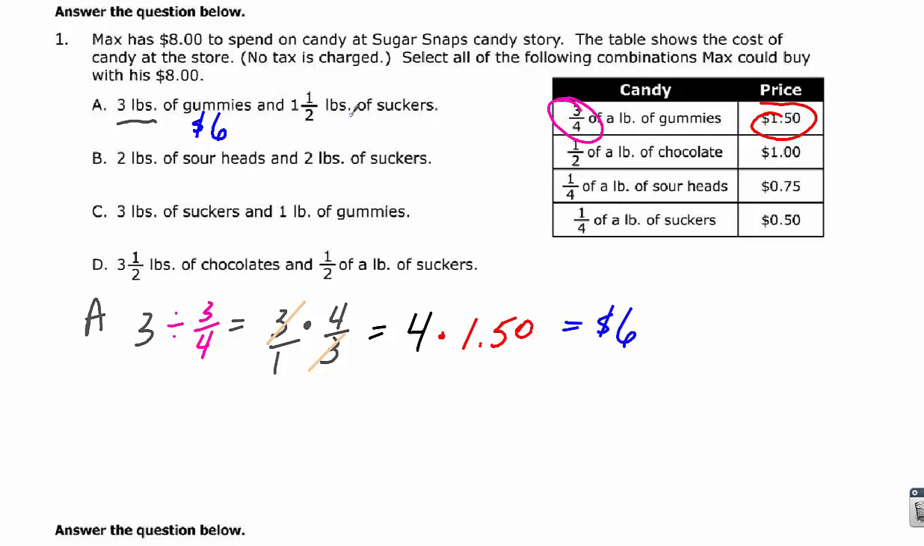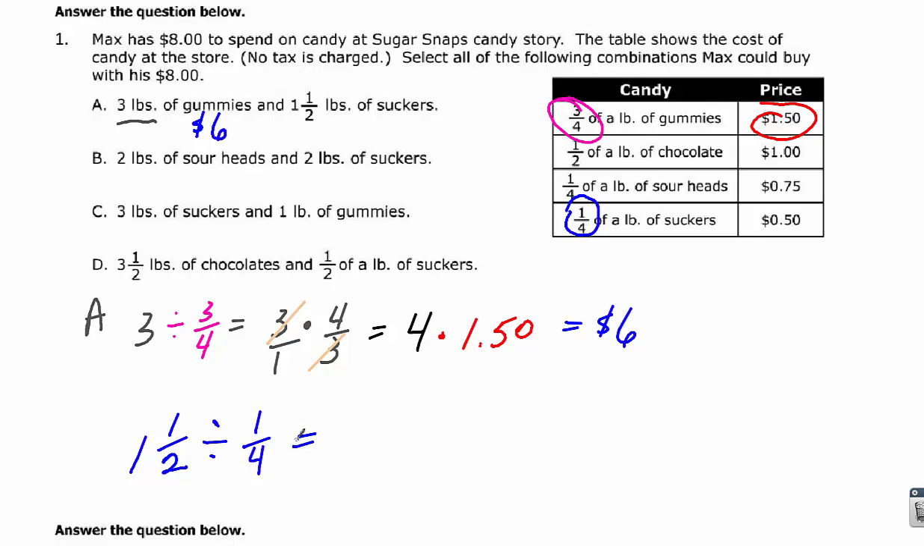The second part of this is buying 1 1/2 pounds of suckers. So we have 1 1/2 pounds. That's how much we're purchasing. If we look over here, we see suckers are sold by the 1/4 of a pound. So we're going to divide. We're asking ourselves the question, how many times does 1/4 go into 1 1/2?